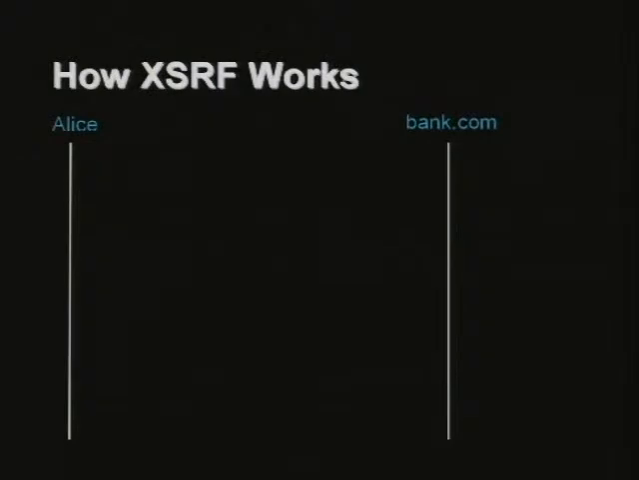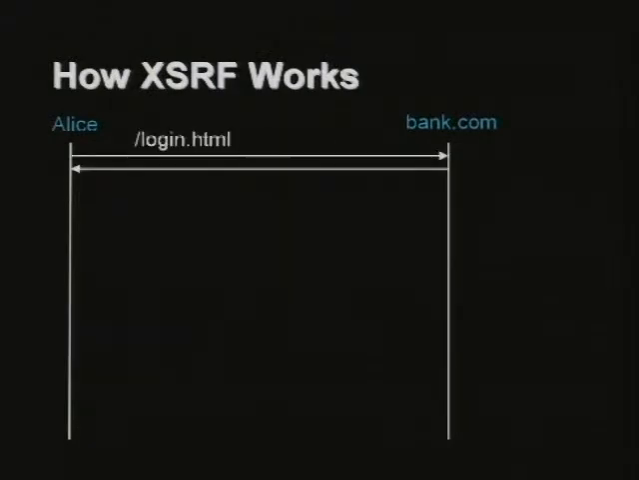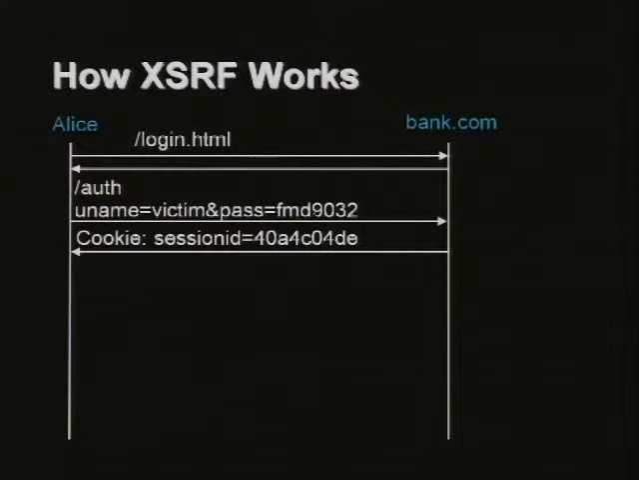So in this example, we have Alice interacting with Bank.com. Alice might go to Bank.com and be asked to log in. So Alice requests a login.html page. What Bank.com sends back is a form that allows the user to log in. The user fills out the username and password. Say the username is victim and the password is FMD9032. And the web form might be constructed to make a call to a script on the server called auth.